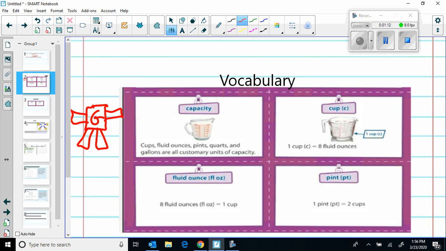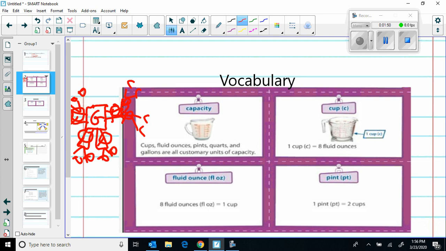This really helps you learn all the different units in capacity as well as visually see that there's 4 quarts in a gallon and that there's 2 pints in a quart. And then there are 2 cups in each pint, and it looks pretty tight over here, but we're going to go over the gallon man in another slide as well.